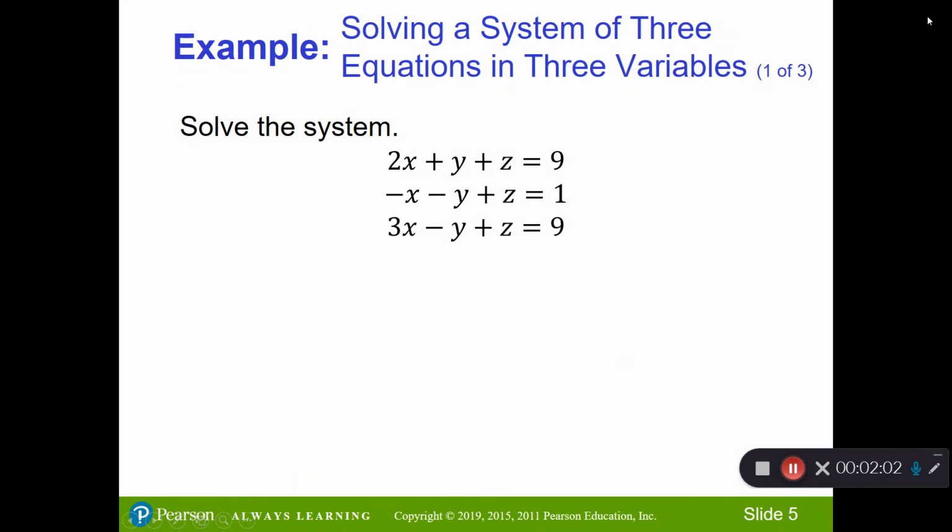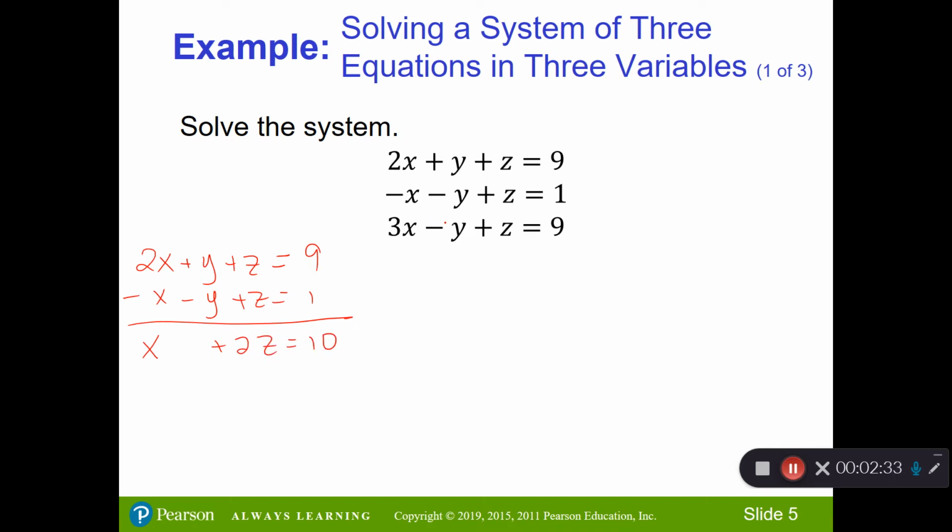Okay, let's solve this system. So we can solve this system through elimination or substitution, the same way that we did in college algebra with two equations and two unknowns. In this case, I'm going to add together the first two equations and eliminate the y. So 2x plus y plus z equals 9, and -x minus y plus z equals 1. Add them together. 2 minus 1 is 1x. The y's knock out, plus 2z equals 10.